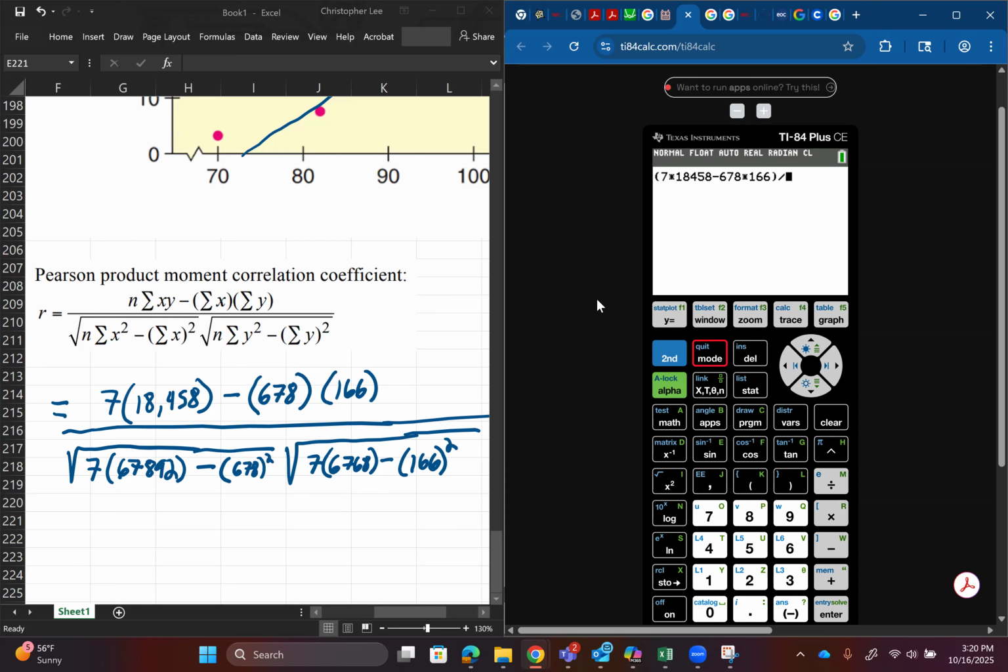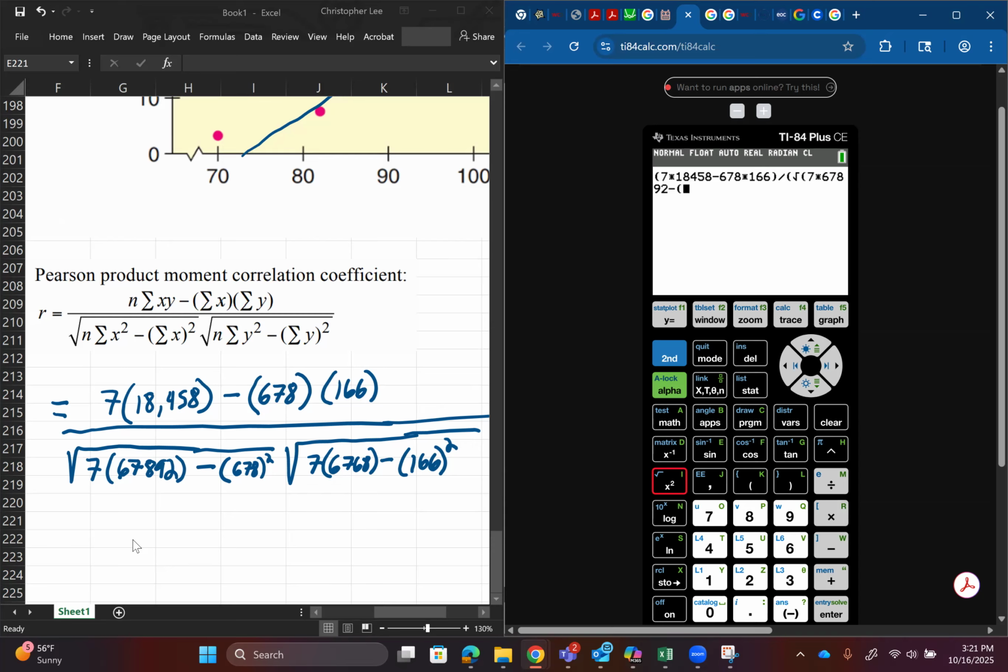We need a parentheses for the whole denominator. So we're gonna open parentheses. Then we're gonna do the square root, so second, and then square root. And now we're in the first square root right here. Now we got to type this in. This is the regular calculator. So 7 times 67892, and then minus. Now watch the complicatedness right here. It has to be there.